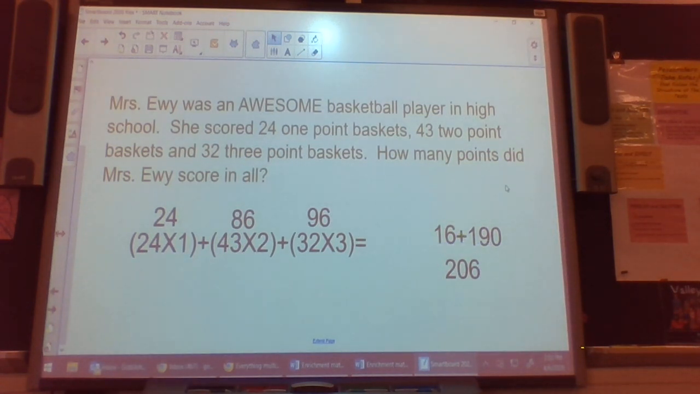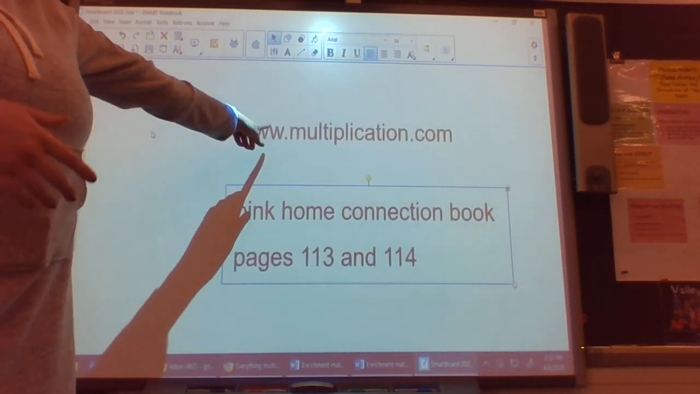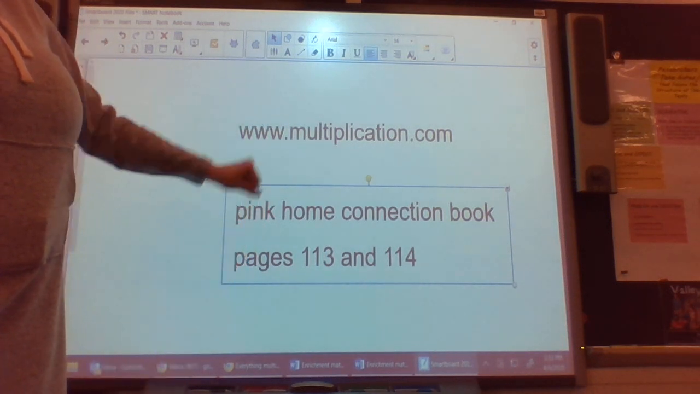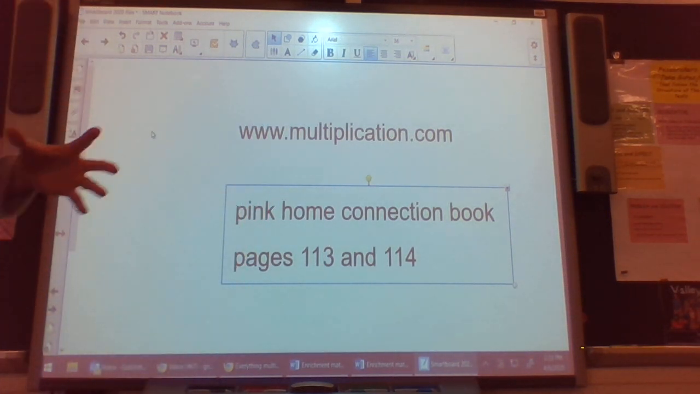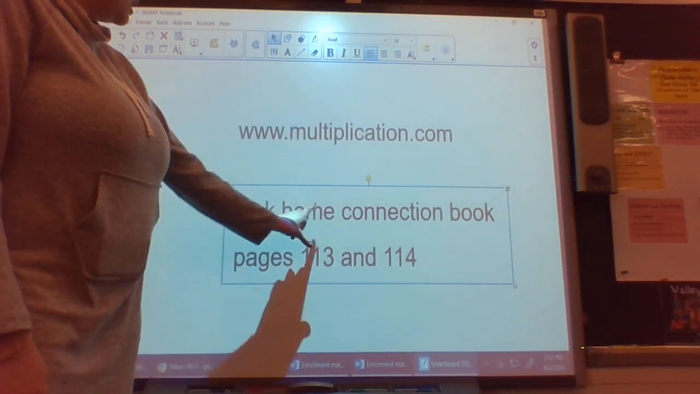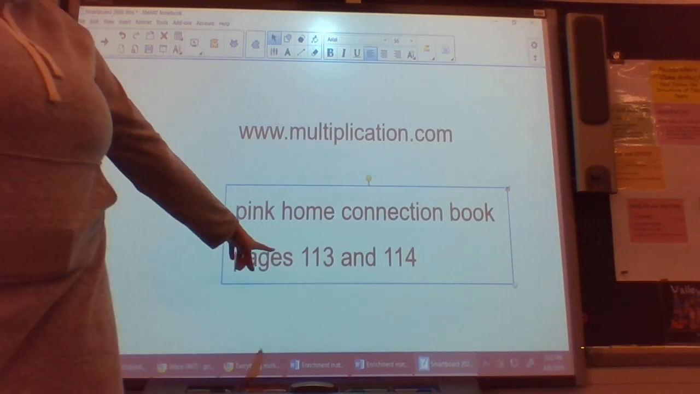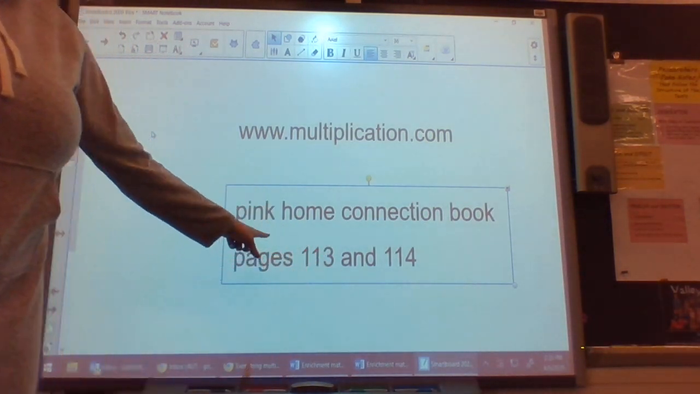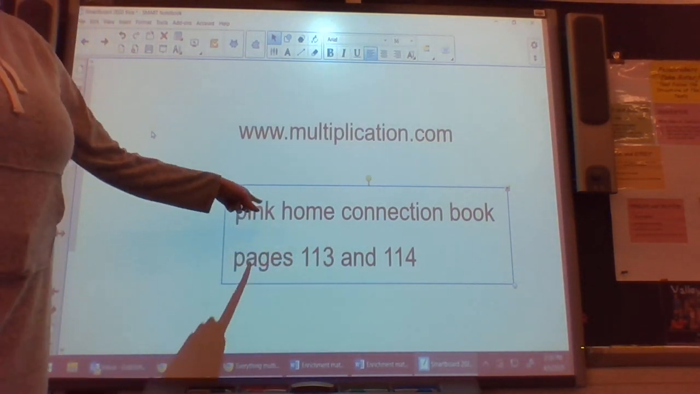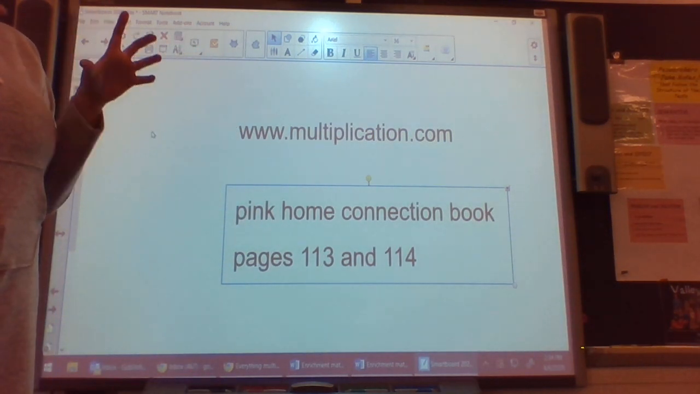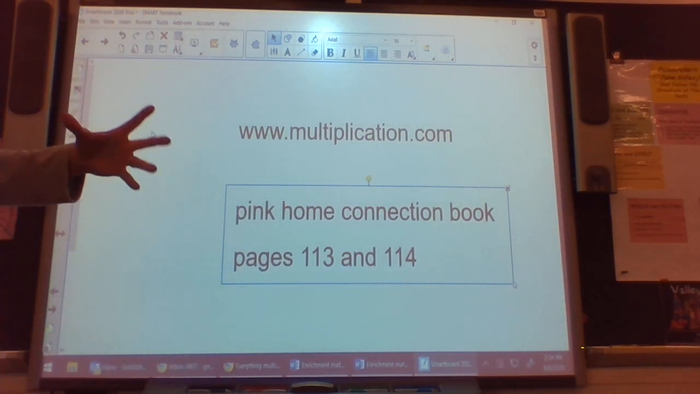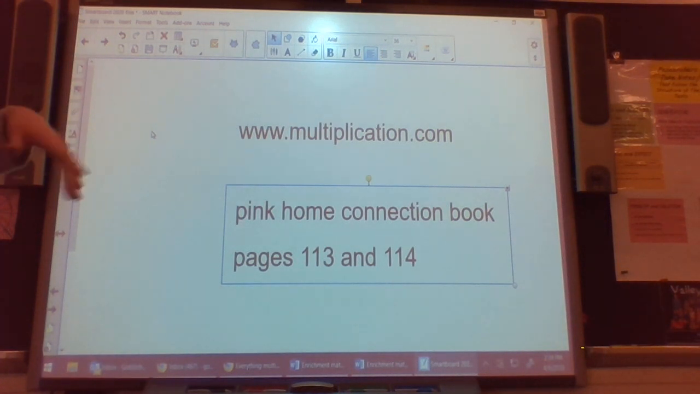All right, so the next thing that we're going to have you do, instead of doing our normal lesson for today, we are going to have you go to multiplication.com. We're going to show you a couple things to do there, and when you finish doing that work, then we're going to have you do your pink Home Connections book pages 113 and 114. I know Mr. Gobler talked to you guys about this in the video from yesterday, but we also put on there to wait on that and do it today. Okay, so let's check out multiplication.com.